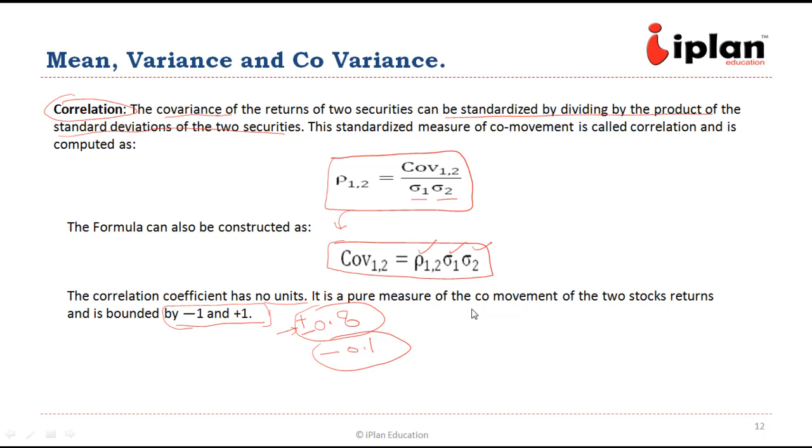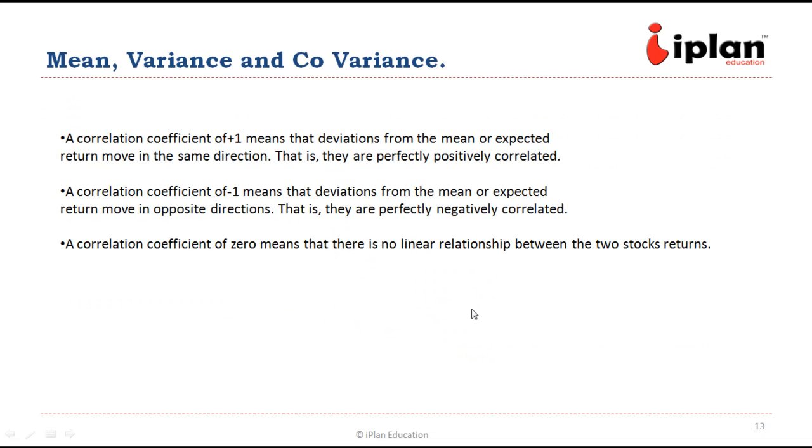So again, the positive correlation will be between 0 and +1, and the value of +1 means that they are perfectly positively correlated. They are moving exactly together. A coefficient of -1 means they are perfectly negatively correlated, that they are moving in opposite directions. And if the value of the correlation coefficient is 0, that means there is no linear relationship between the returns of two stocks or two variables, same as in the case of covariance.